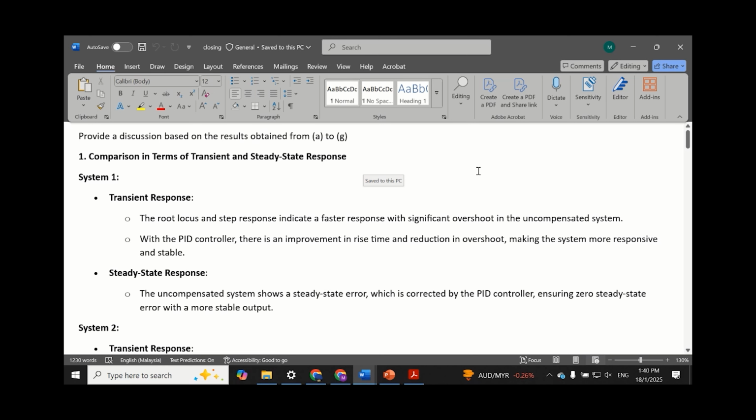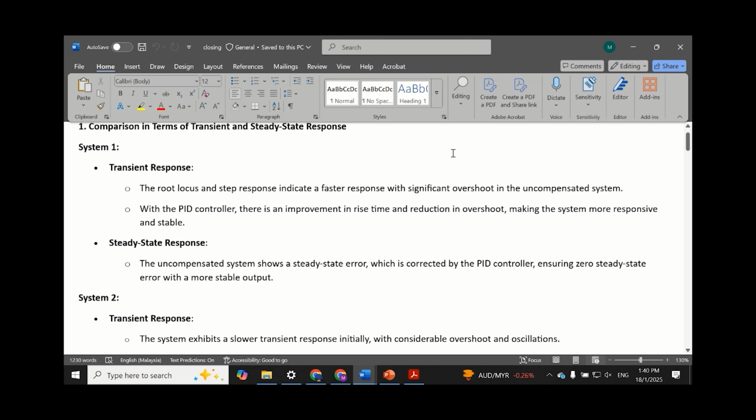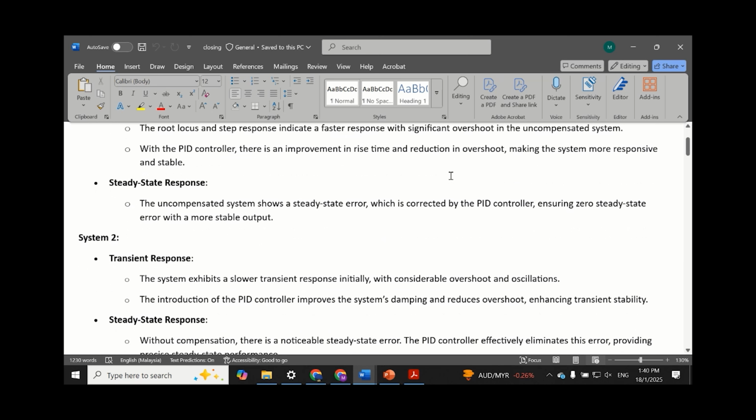So now I will be explaining the discussion and conclusion for the overall assignment. First of all, we can compare in terms of transient and steady-state response. For System 1, the transient response, the root locus and step response indicate a faster response with significant overshoot in the uncompensated system. With the PID controller, there is an improvement in rise time and reduction in overshoot, making the system more responsive and stable. For steady-state response, the uncompensated system shows a steady-state error, which is corrected by the PID controller, ensuring zero steady-state error with a more stable output.